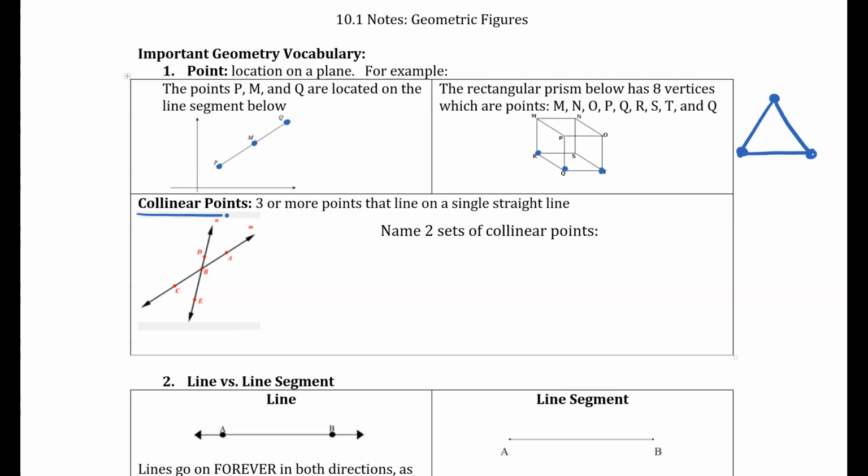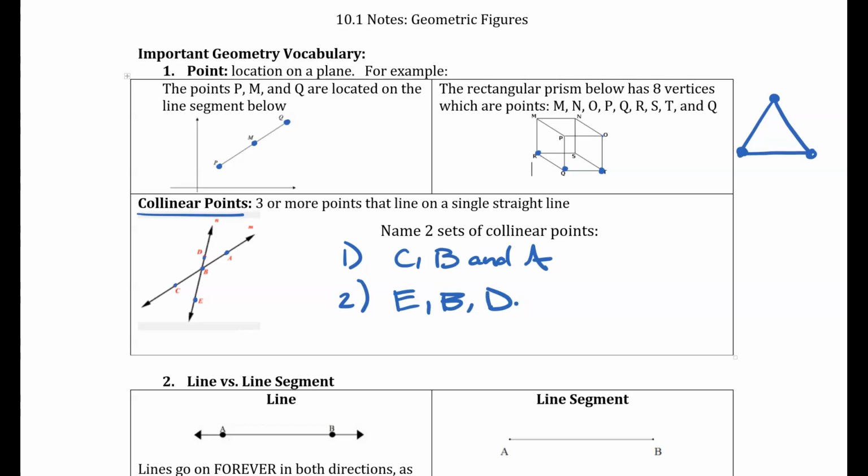Collinear points, that's a term for 3 or more points that lie in a single straight line. So some examples here. It says name 2 sets of collinear points. So C, B, and A would be one example. Another example would be E, B, and D.